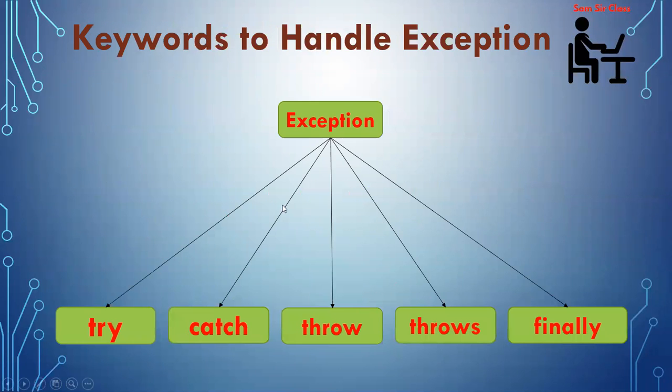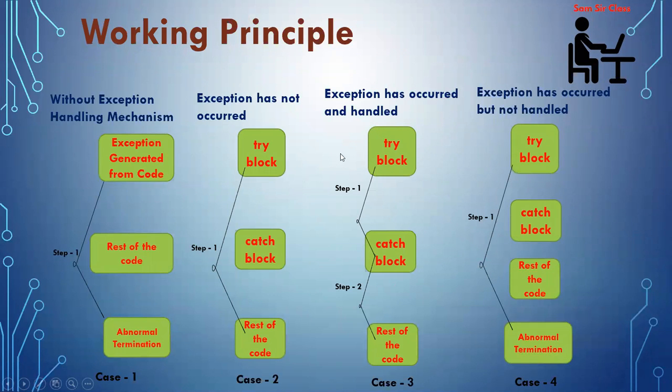Now these are the different keywords to handle exceptions in Java. Try, catch, we have experienced these two. The rest of the things we will also experience in future videos. There are five different keywords: try, catch, throw, throws, and finally. We have discussed the importance of try catch. We'll also discuss it in detail in the next video, and all the keywords in our next videos. So this is the overall working principle of using the try catch block for exception handling.